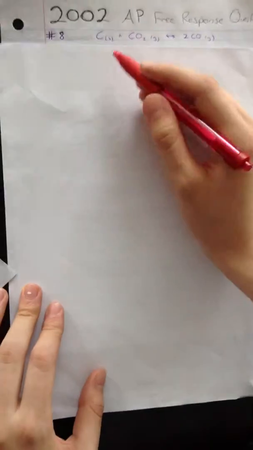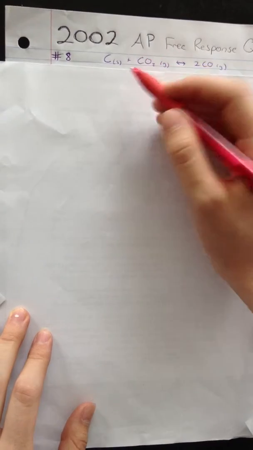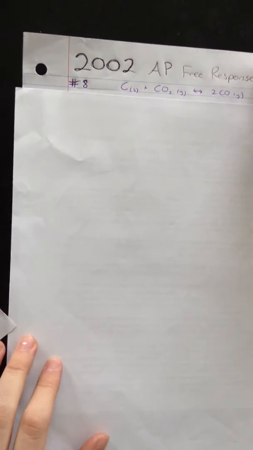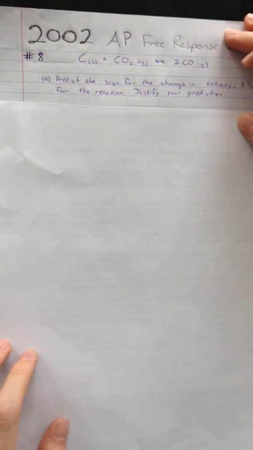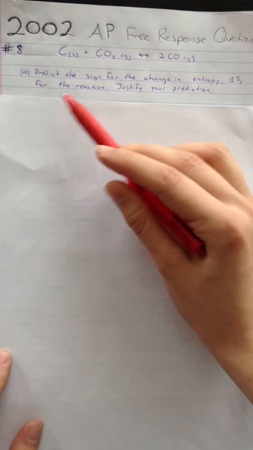So today we're going to be solving 2002 AP Free Response question number 8. We have solid carbon and CO2 gas going to 2 moles of carbon monoxide. So question 1: predict the sign for the change in entropy, delta S, for the reaction.